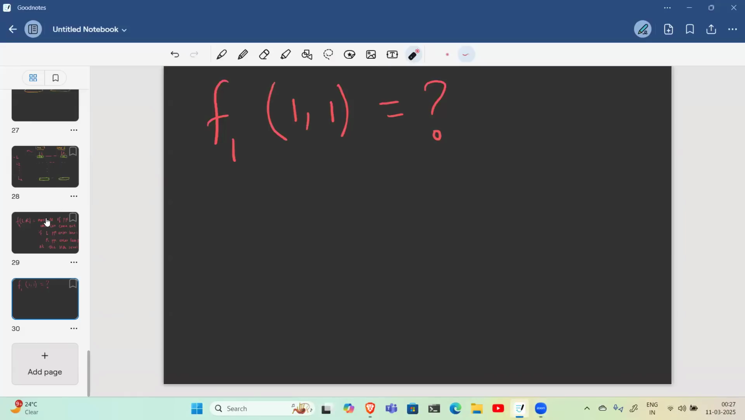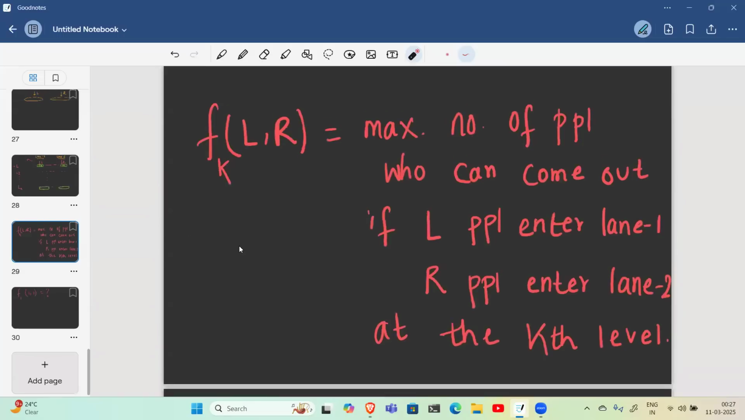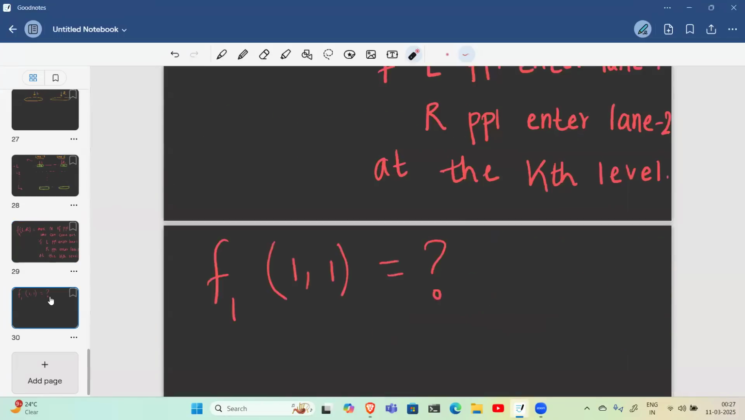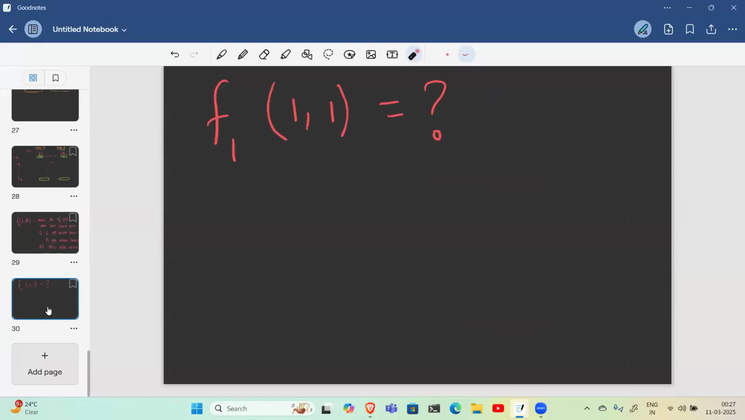So the basics: I have defined this function, and now we will try to find out exactly what the function is. If I can find the function, then I will simply plug in the values of L and R to be 1 and 1, set the level at 1, and find the maximum number of people. Okay, fine. Now tell me one thing: how should the function fk(L, R) look like?